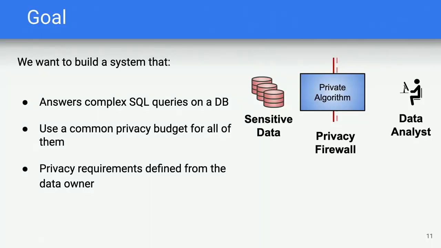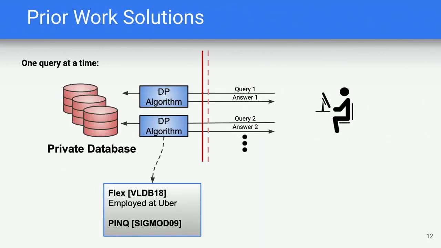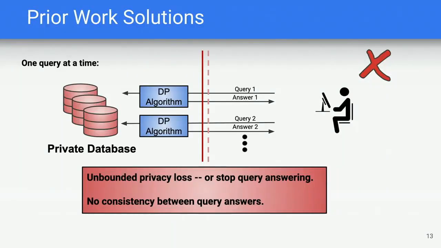Okay. Now let's see what we can do with prior work. One solution is the Uber work, Flex, where the analyst submits one query at a time. He runs a differentially private algorithm for this query, and he gets an answer back. And he does this unlimited times, right? As you understand from sequential composition, either our privacy budget runs out at some point, so we need to stop answering queries, or we have unbounded privacy loss because we continue answering queries. So this is the first problem with this approach.